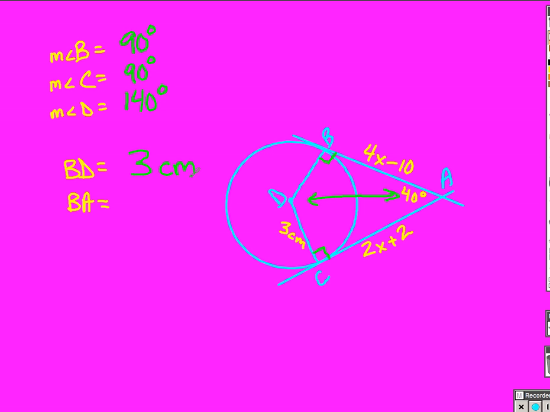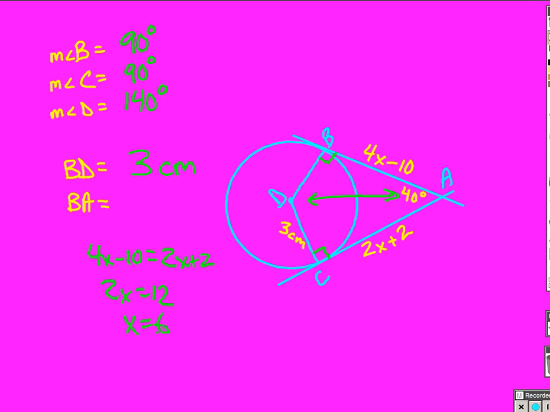The toughest one to find would be this last one. Well, BA is one of the tangent segments, same as CA. That means they must be equal to each other. 4x minus 10 must equal 2x plus 2. So that means if I subtract 2x from both sides and add 10 to both sides, I get 2x equals 12 or x equals 6.